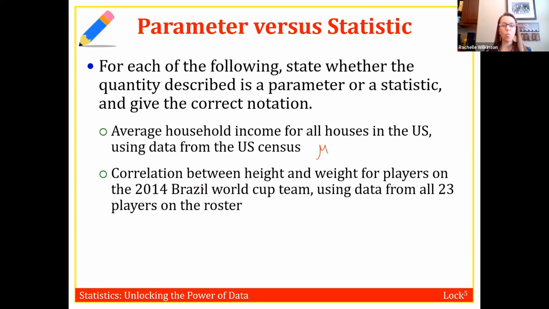And what parameter are we looking at here? Are we looking at a mean, a proportion, or correlation? So should it be mu, p, or rho? Rho, exactly. So rho is for correlation.